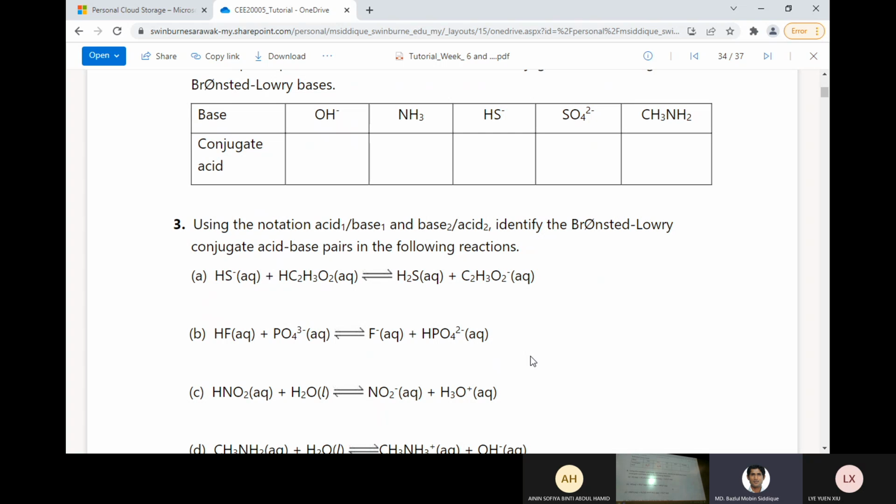Okay, so using the notation acid 1, base 1, and base 2, acid 2, identify the Bronsted-Lowry conjugate acid-base pair for the following reaction. Here, for number 1, I will not go through all. What is happening is bisulfide ion is reacting with acetic acid, ethanoic acid or acetic acid. It is becoming hydrogen sulfide, right?